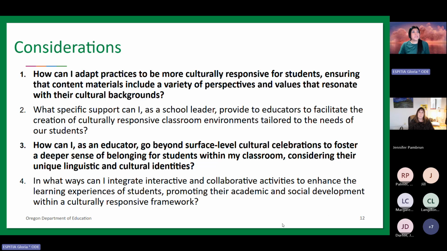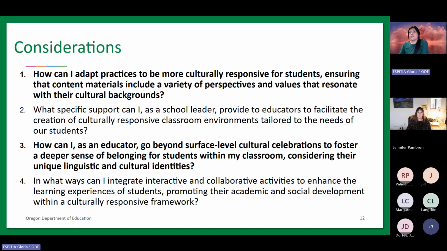Those are some questions I bolded too. How can I adapt practices to be more culturally responsive for students, ensuring that the content materials include a variety of perspectives that value and resonate with their cultural backgrounds? And how can I, as an educator, go beyond surface level cultural celebrations to foster a deeper sense of belonging for students within my classroom, considering their unique linguistic and cultural identities?